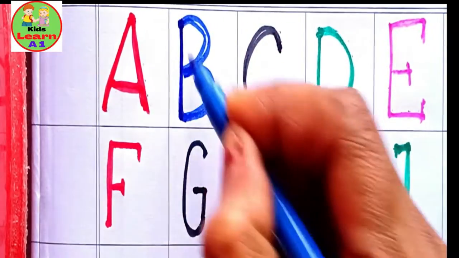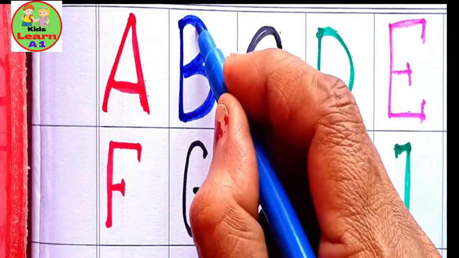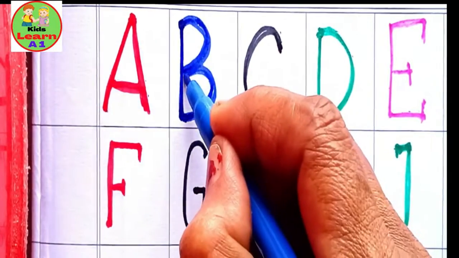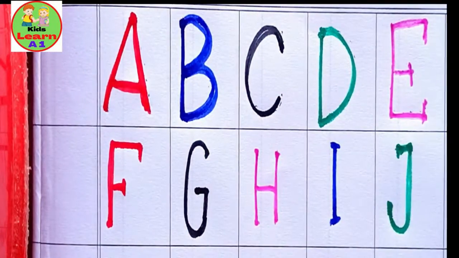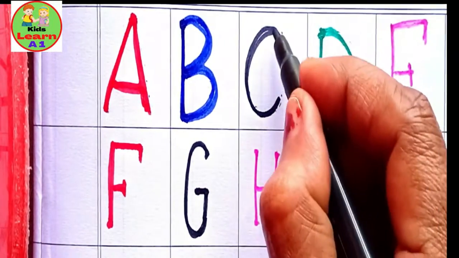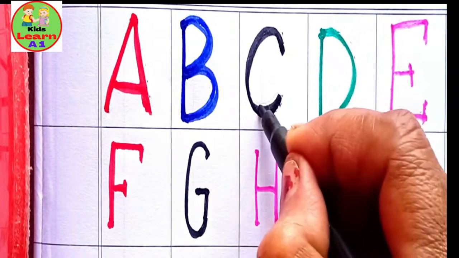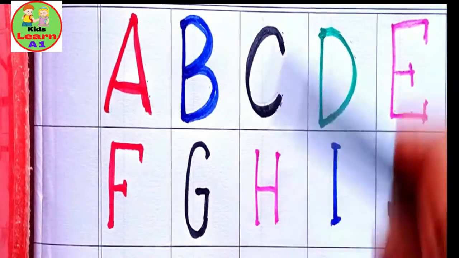B. B for bat. B for bat. Black color. C. C for cat. C for cat.